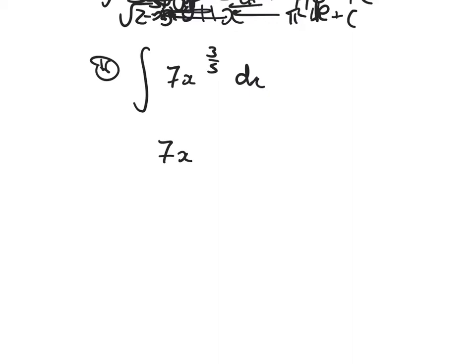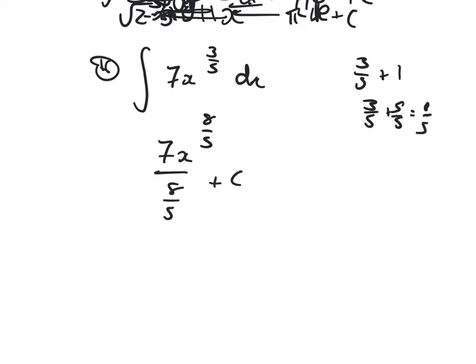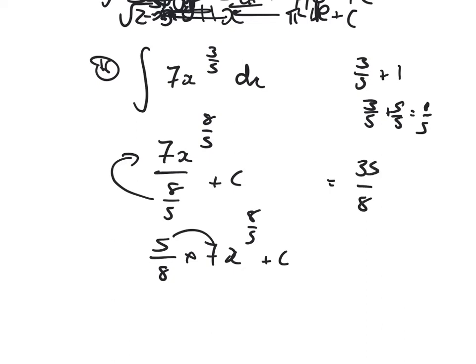So that will be 7x to the 8/5, since 3/5 plus 1 is 3/5 plus 5/5, which is 8/5, divided by 8/5 plus c. Bring the fraction up, flip it over, and that will be 5 over 8 times 7x to the 8/5 plus c. So that's now 7 fives are 35, 35 over 8 lots of the 5th root of x brought to the power 8 plus c.